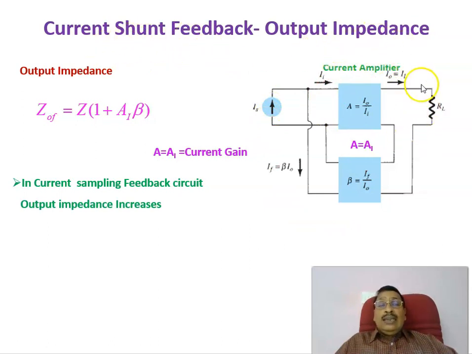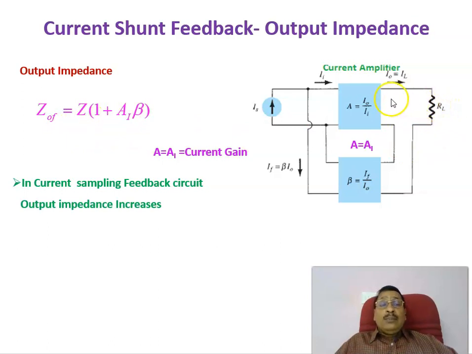As I told you already, if the sampling is current, the output impedance is increasing, as we have seen in the previous slide. In this case also you can derive it in the same way, and you get the impedance with feedback as impedance without feedback into 1 plus AI into beta, where AI is the current gain of this amplifier. With feedback, the output impedance increases if the sampling is current. If the sampling is voltage, output impedance reduces.